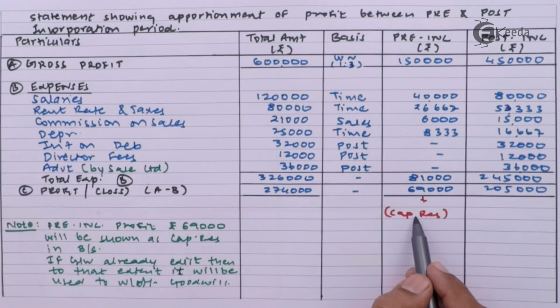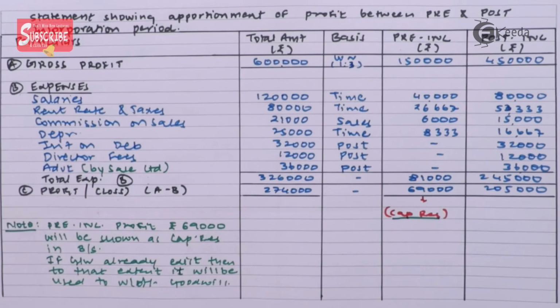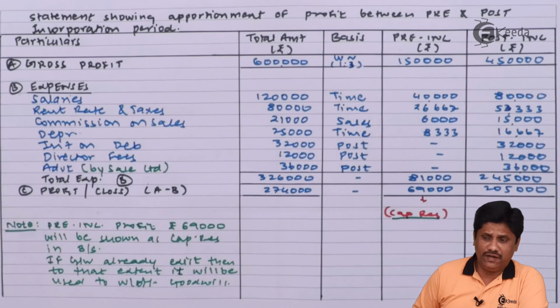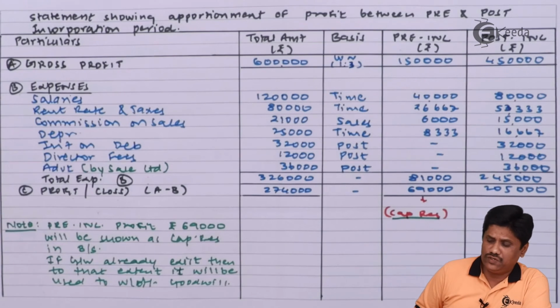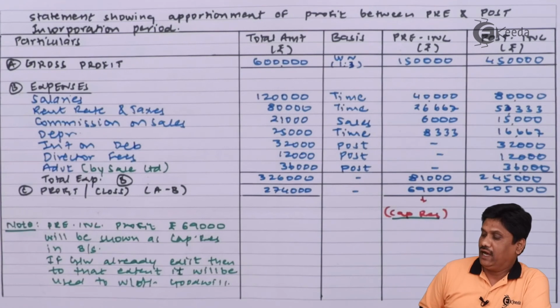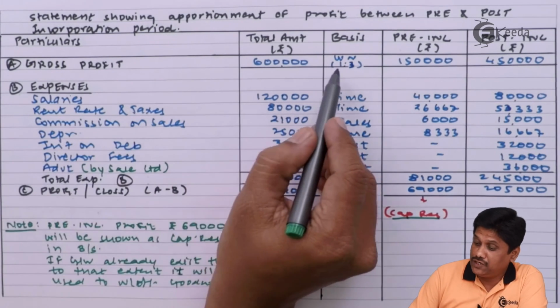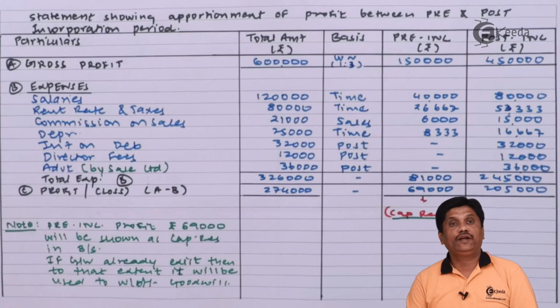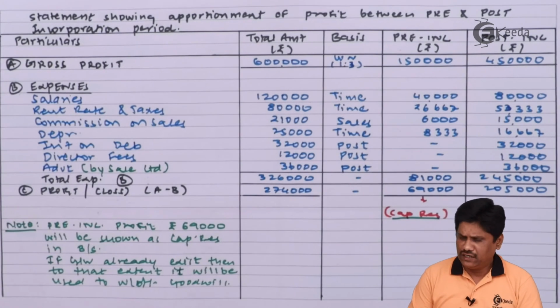So if goodwill exists, then to that extent it will be used to write off the goodwill. So how will capital reserve be used? It will be shown either as a capital reserve, and if there is an existing goodwill in the balance sheet, it can be used to write off that goodwill to the extent possible. Okay, this simple question comes to an end. What will be the weightage of this? This will be approximately 7 or 8 marks in your exam. Very easy question, but the important thing is advertisement, how you did that, and how you calculated the special ratio for allocation of gross profit. That is how we have done our profit prior to incorporation question number 5.